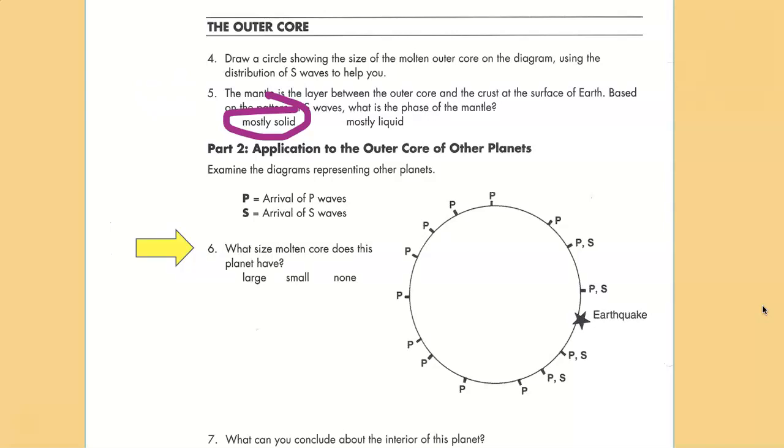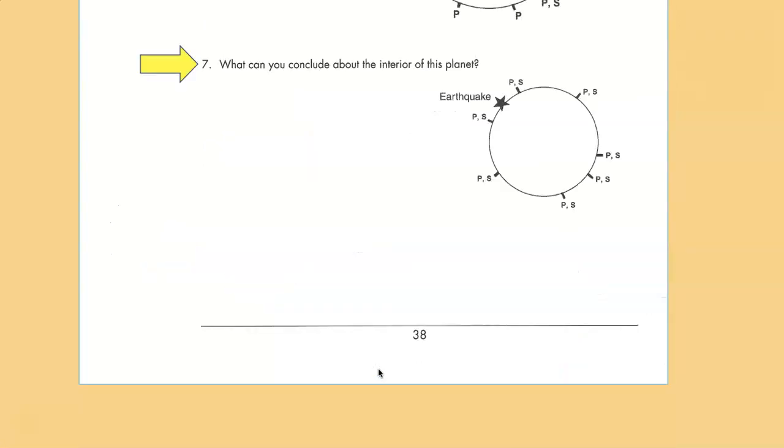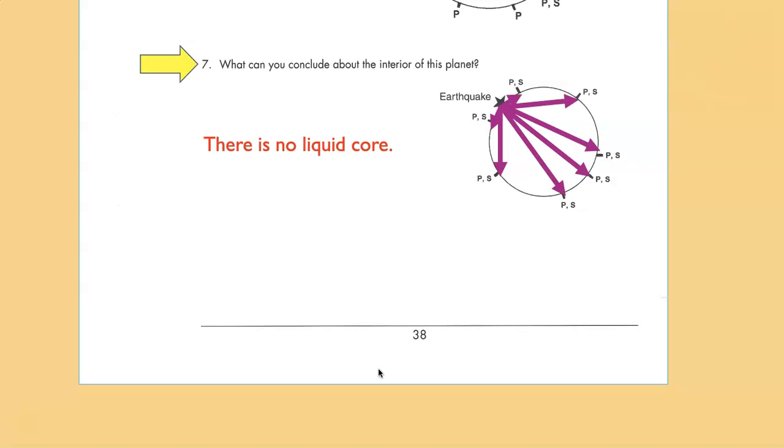Okay, so what size molten core does this planet have? So we first want to draw our S wave pathways, and that's it. None of these other stations have received an S wave. So that suggests that the core, the molten core, is quite large in this particular example. Let's look at this planet. Again, we'll draw arrows showing the propagation of the S waves. And in this case, they seem to go through the entire planet. So the conclusion is that there is no liquid core inside of this particular planet.